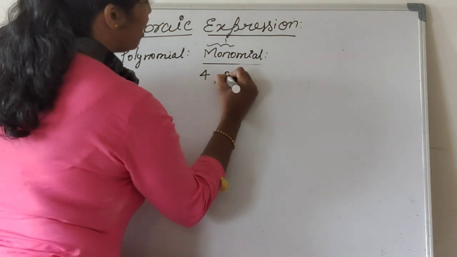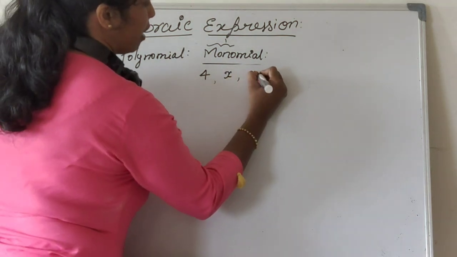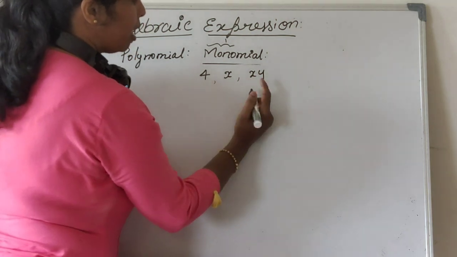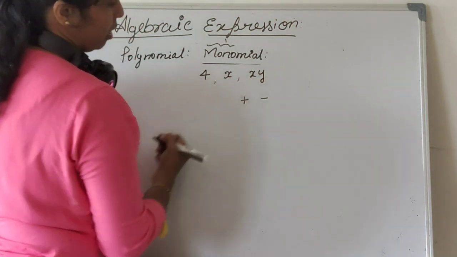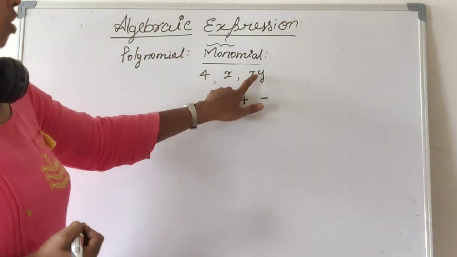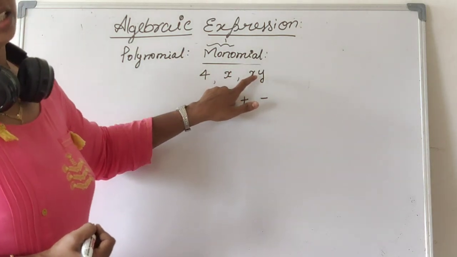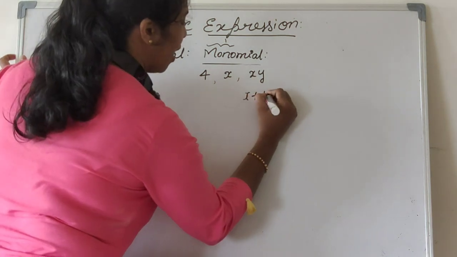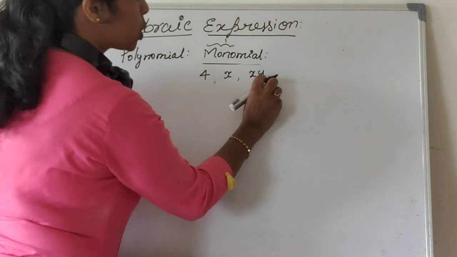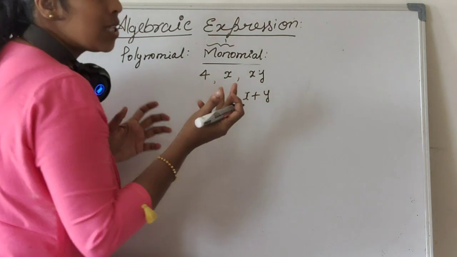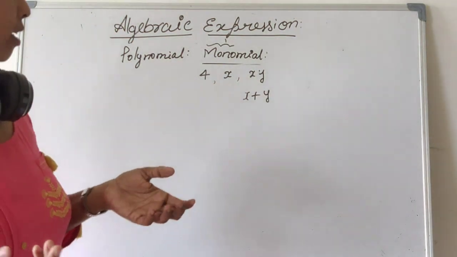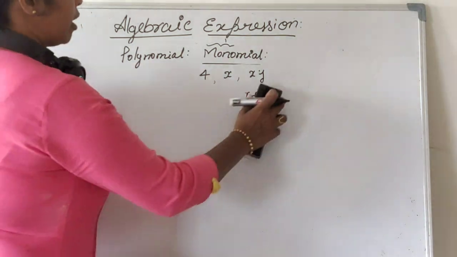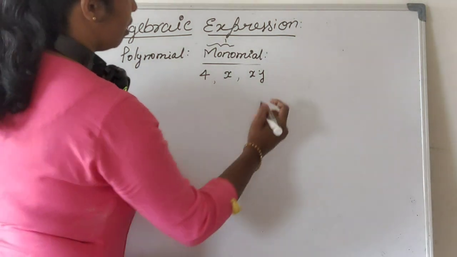Next, a single term must be there. Single term: x, y. It's not two terms. Terms are divided by the plus and minus sign, not in multiplication and division. For example, if they are given x plus y, this is two terms. For xy, in between there is no plus or minus sign, so it is a single term. Understood? What is a single term?